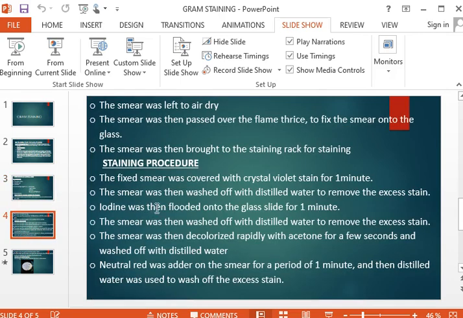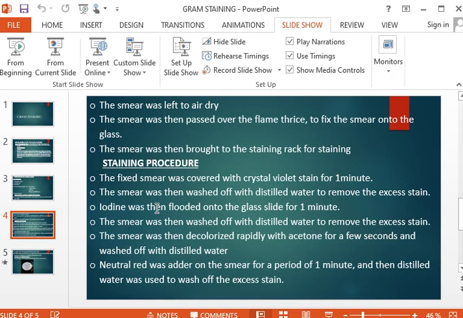Then the smear is left to air dry. After air drying, the smear is passed over a flame 3 times to heat fix the smear onto the glass slide. This is because during staining, the smear might be washed off, and so heat fixing enables it to stick on the glass slide. So the smear is then brought to the staining rack for staining.